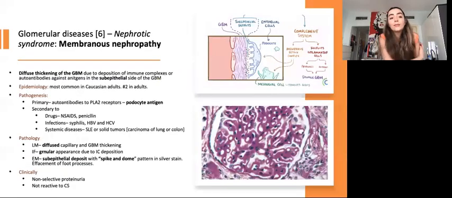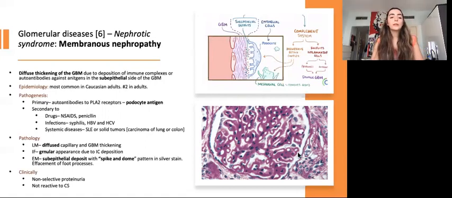Next one we have is membranous nephropathy. This is diffuse thickening of the glomerular basement membrane due to deposition of immune complexes or antibodies against antigens on the subepithelial side of the glomerular basement membrane. If you look at the photo, you have the glomerular basement membrane and the subepithelial side, and you have deposits forming over there in the photo at the top.